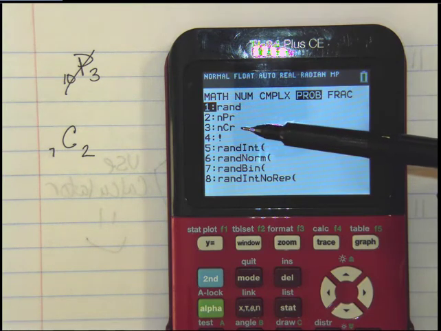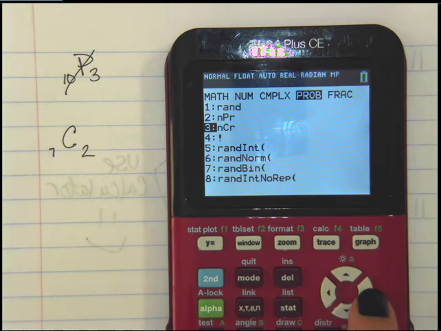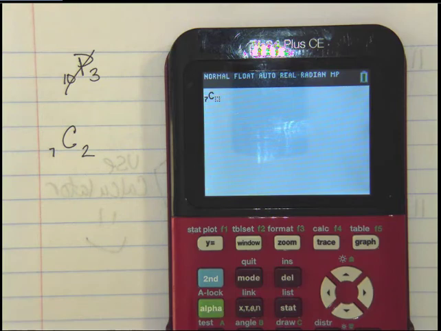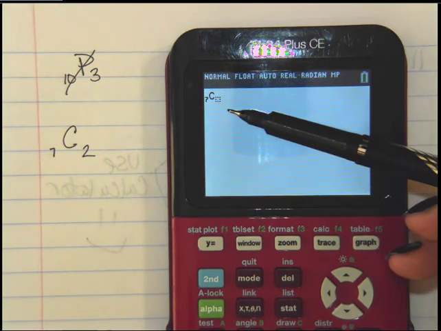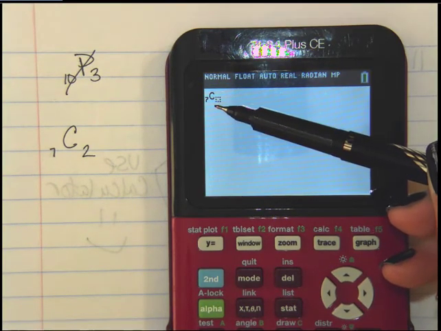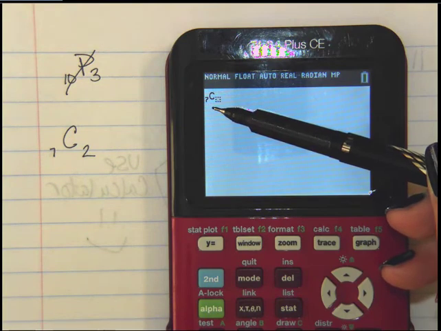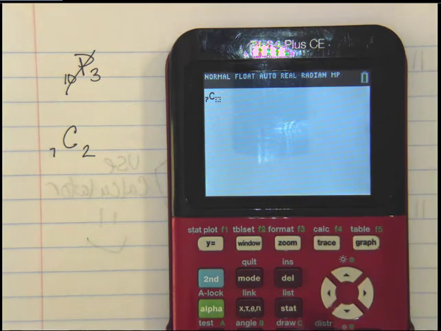I'm going to do, for this case, a combination, arrow down, and hit enter. Now it automatically took that 7 and typed it in that little tiny box there. For the C, it put the C in, and now I just typed the r, which I chose to be 2, and hit enter.